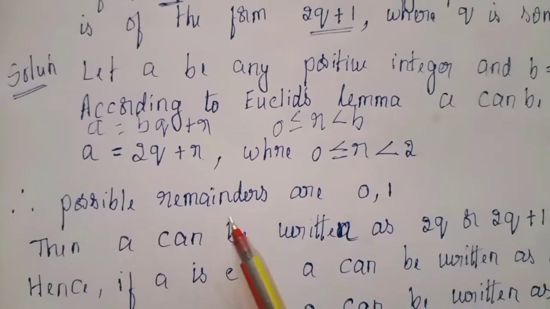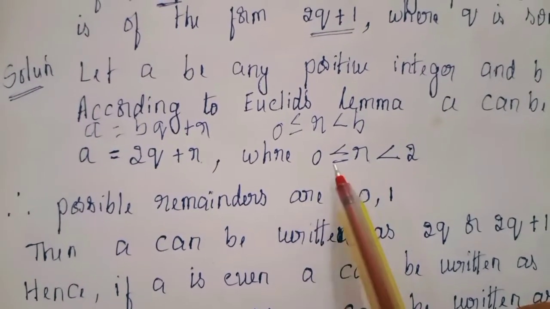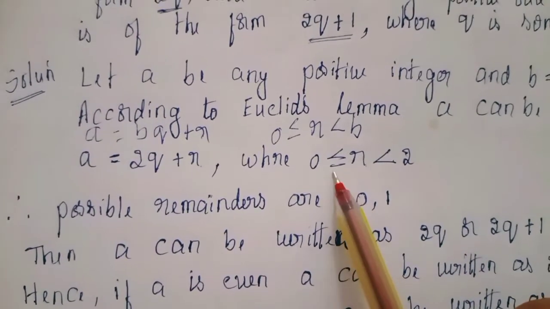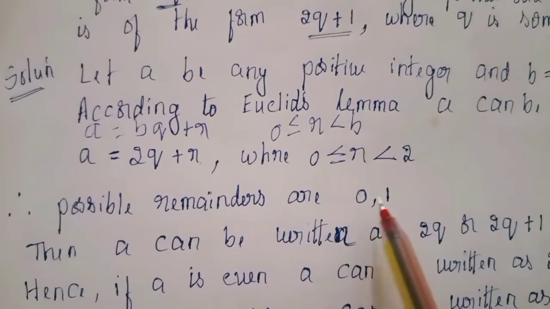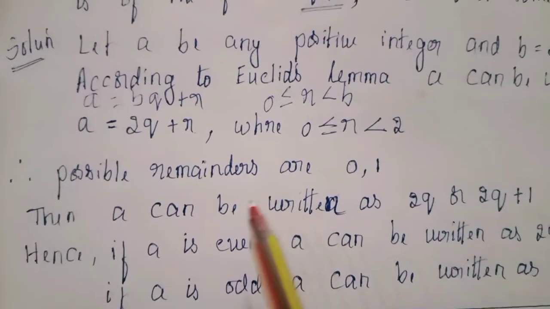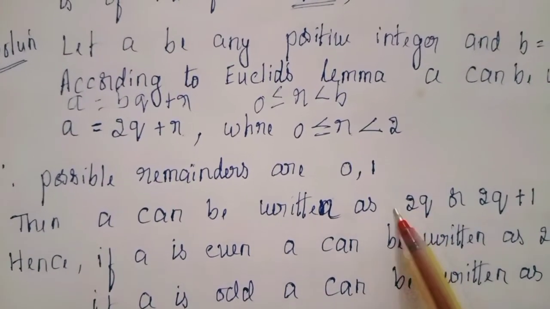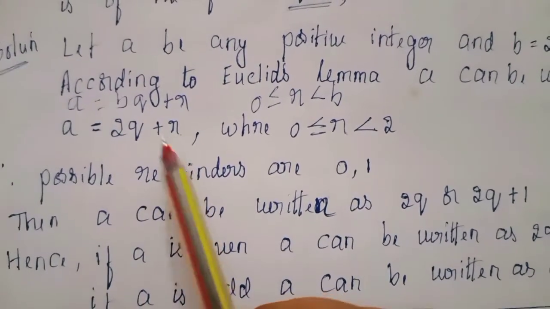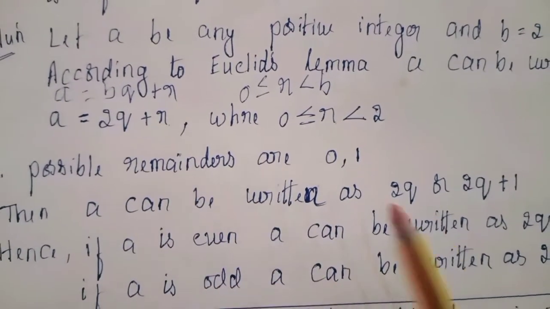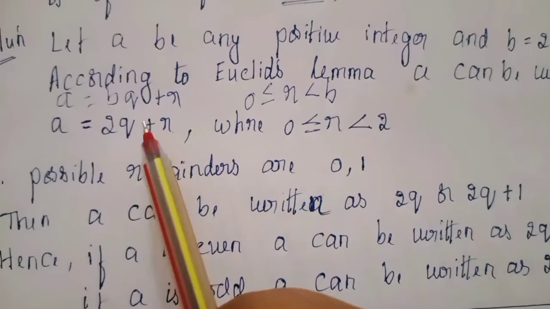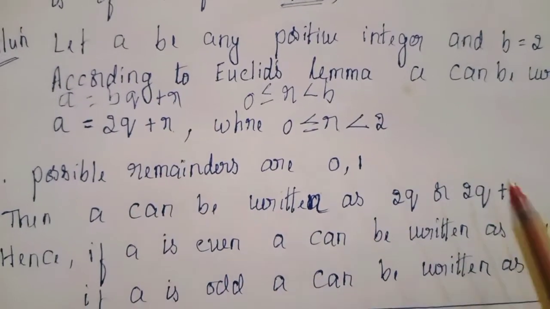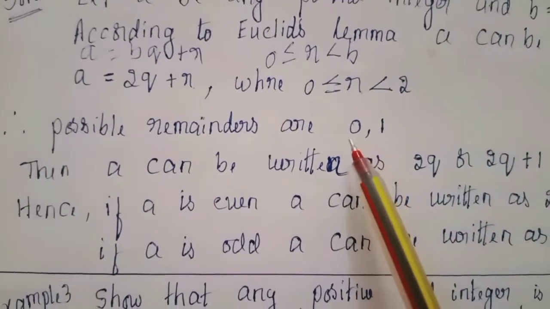So what are the possible remainders by this condition? r is less than 2, so it cannot be 2, and it is greater than or equal to 0. So we get 0 and 1. The only possible remainders are 0 and 1. Then how will you write a? Substitute in place of r 0: 2q plus 0 becomes 2q. Or 2q plus the other remainder, 1, which is the 2q plus 1 form, because we have only two remainders, 0 and 1.